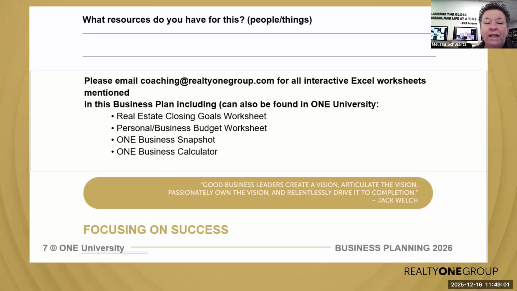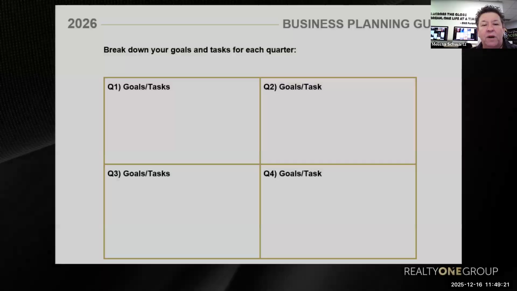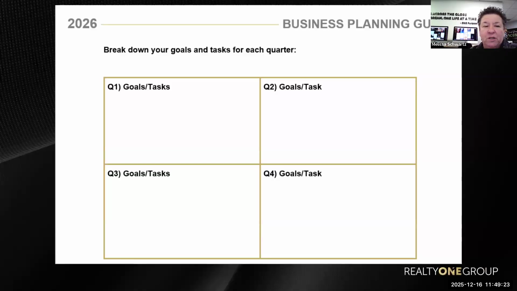And here you will see the business plan includes these 4 different worksheets and calculators. They are all on the business planning guide. They're all in One University. If you print this out, you can then go back in and type those into the search bar, and they will come up if they don't come up now when you're in the business planning guide.